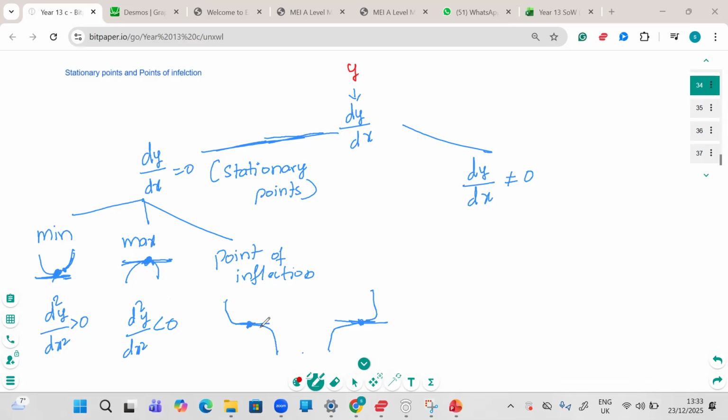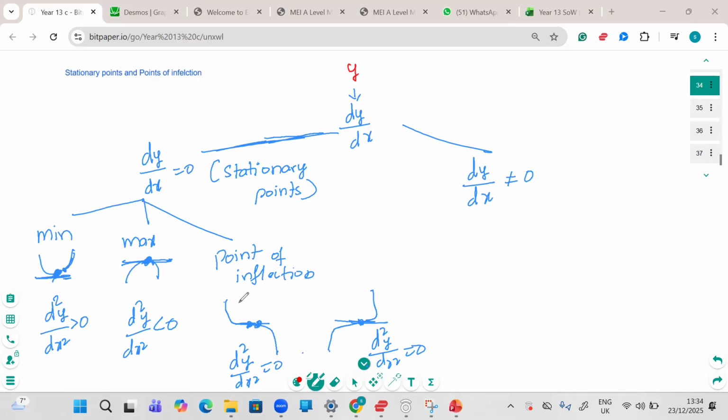In this case, you can see that even for the next point, if you take d square y by dx square, think about it, what it should be. Equal to zero. Here also, d square y by dx square equal to zero. So in short, when dy by dx is equal to zero at a point on the curve, it could be a maximum point, a minimum point, or a point of inflection.